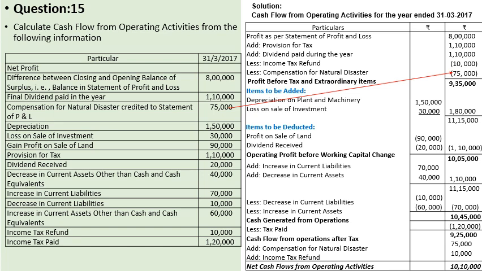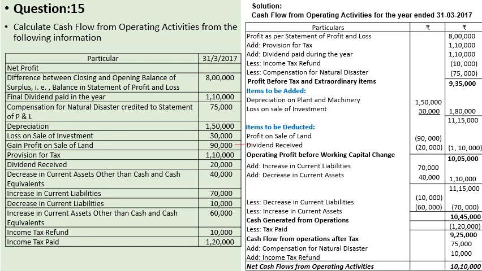9,35,000. So now the items to be added. Depreciation on plant and machinery we have 1,50,000. Loss on sales of investment we have 30,000. So altogether it is 1,80,000, which we add, and then we get 11,15,000.